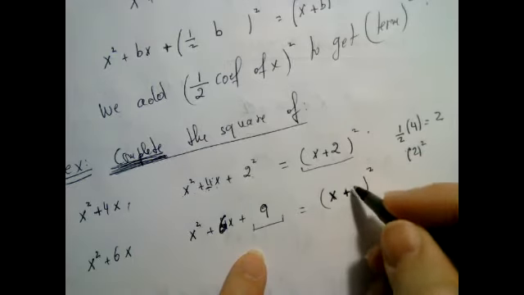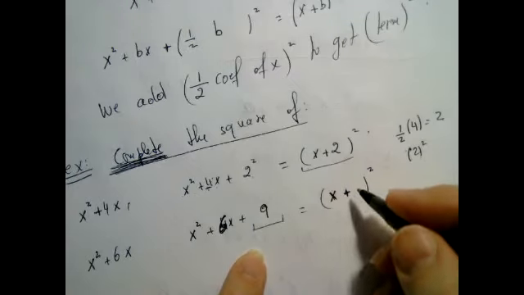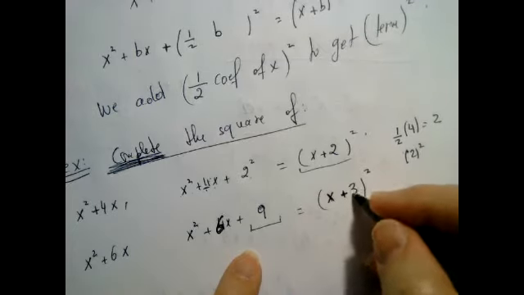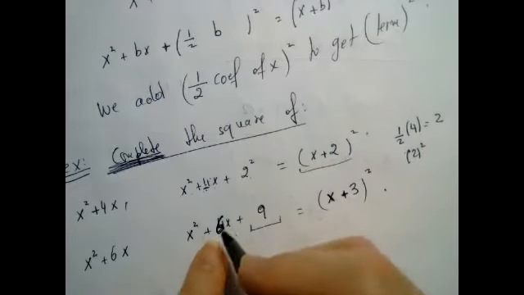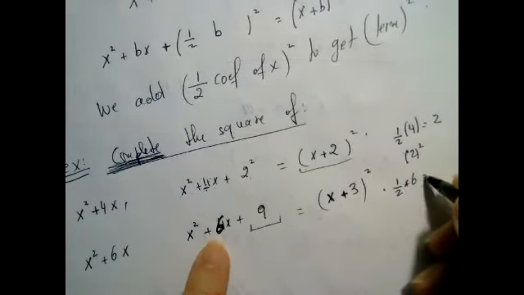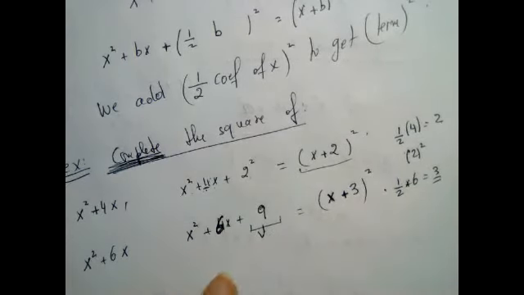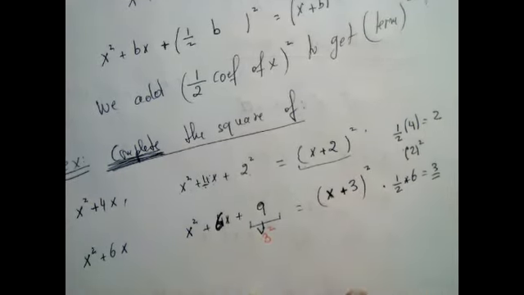The result is what? What should I get here? x plus 9 squared? No. Or x plus 6? No. What you get is x plus 3 squared. So you take the coefficient of x, half times 6, which is equal to 3. So what you're adding here is the 3 squared. So this is going to be x plus 3 squared.